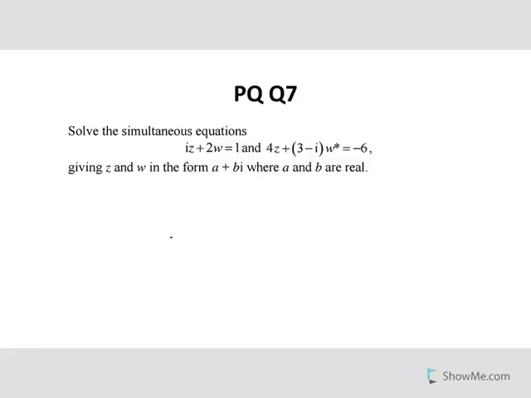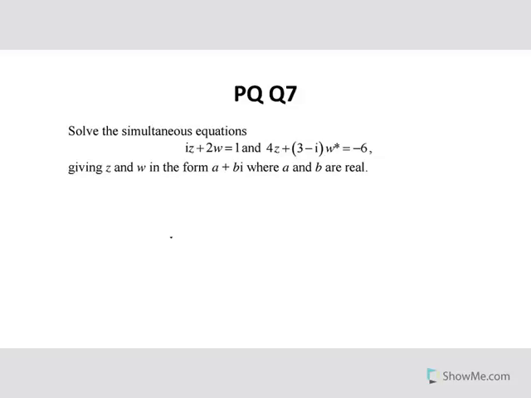You want to solve the simultaneous equations iz + 2w* = 1 and 4z + (3 − i)w* = −6, giving z and w in the form a + bi, where a and b are real. To solve the simultaneous equations, we can do it as we learned in the past, by substitution or by elimination.